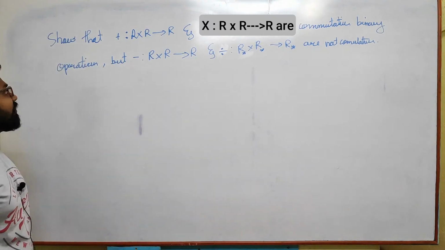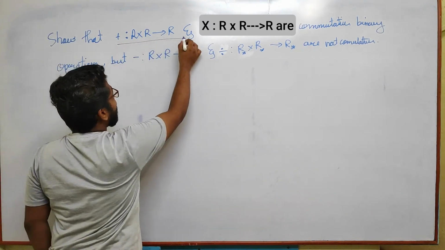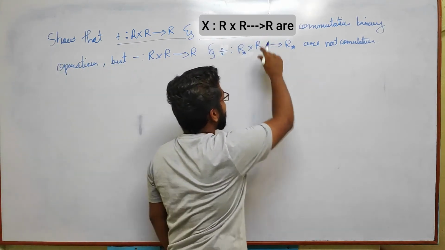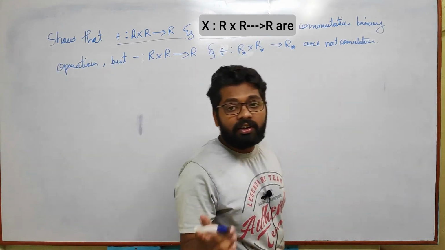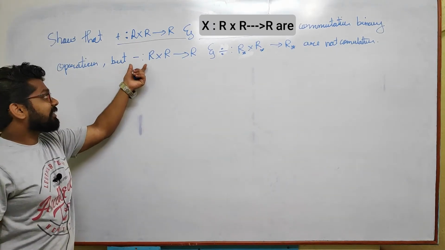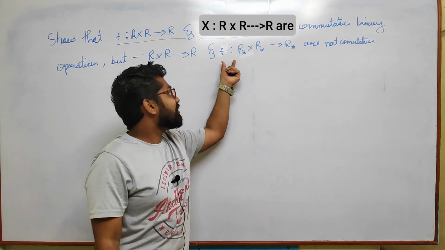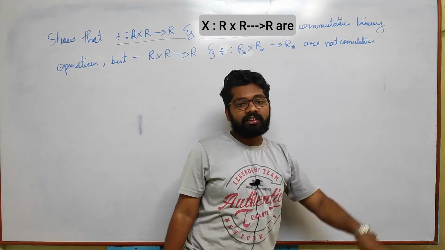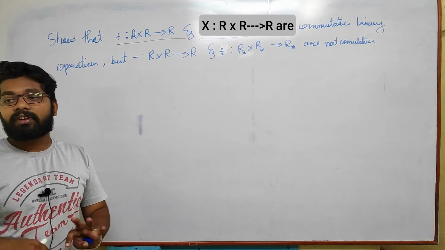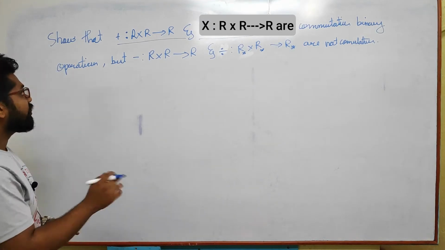So here they are telling that plus is a mapping from R cross R to R, and multiplication is a mapping from R cross R to R. Show that they are binary and commutative, and that subtraction, which is also a mapping the same way, and division are not commutative. So the top ones are commutative and the bottom ones are not, and we have to show that. It is very simple.